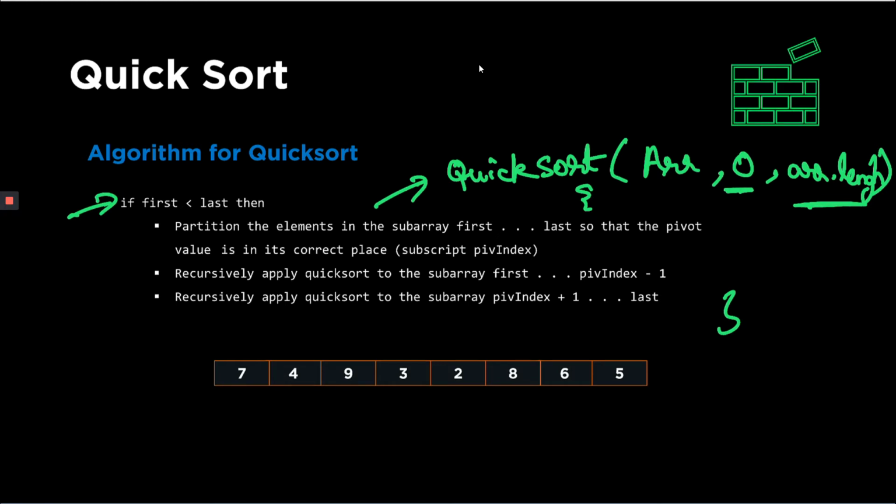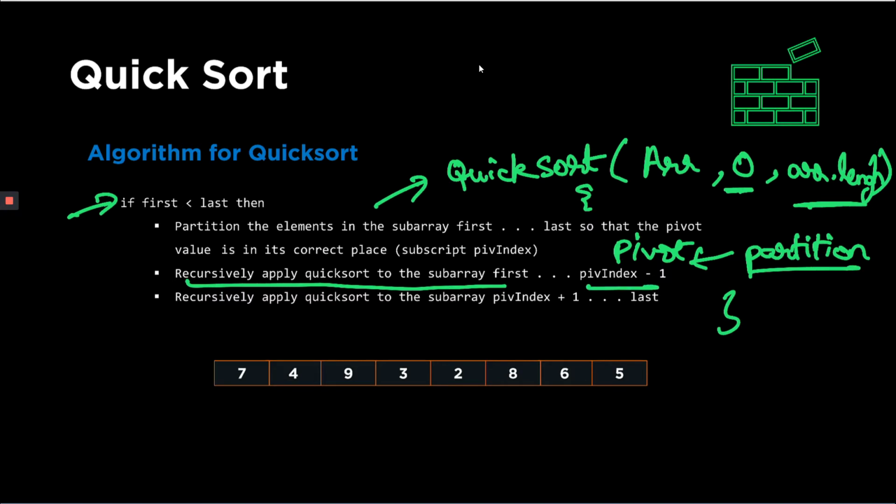Next, what we do is we call a partition method that basically returns a pivot element such that after we have called this partition method, our array would have everything on the left that is less than the pivot and everything on the right that's greater than the pivot. Now we recursively apply quicksort to the sub array, which is from first to pivot index -1, because the earlier method is returning the index of the pivot. And then we recursively apply the quicksort to the sub array, which is from pivot index +1 to end.